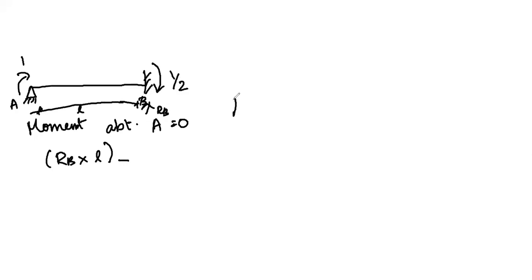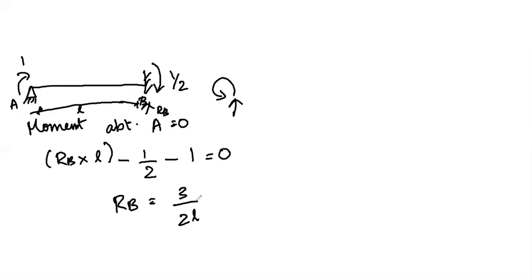See, in which direction will this reaction be acting? This reaction will be acting in the anti-clockwise direction, whereas this carryover moment will be acting in the clockwise direction. So it is taken with a negative sign, minus 1 by 2. The moment at point A is also acting in the clockwise direction, so according to the sign convention I am taking that value also as minus 1, which will be equal to 0. So here the value of RB is 3 by 2L.